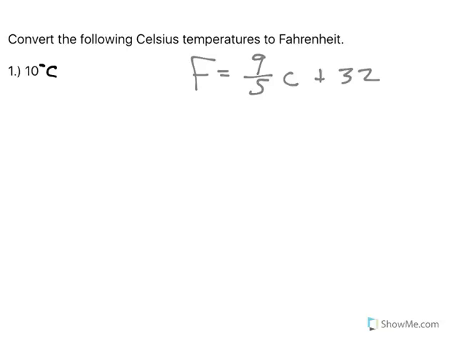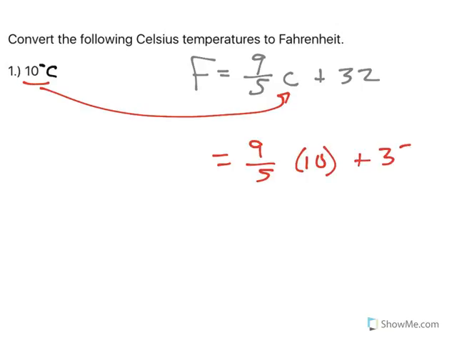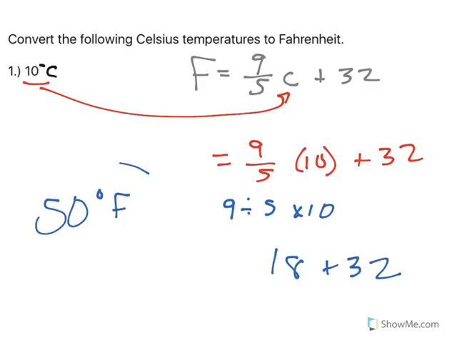So what I'm going to do is I'm going to take this 10 degrees and I'm going to plug it in for C. So I'll have 9 divided by 5 times 10 plus 32. And when I plug this into my calculator, I can just put in 9 divided by 5 times 10, right? That'll give me an answer of 18. I add to that 32, right, order of operations, and my final answer will be 50 degrees Fahrenheit.